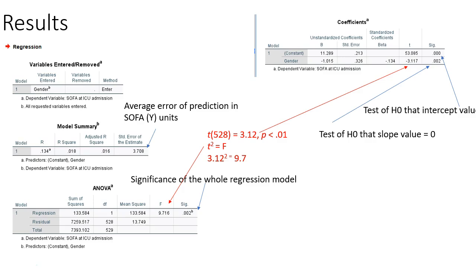So that tests the null hypothesis that the intercept value is equal to 0. In this case, it's 11.29 SOFA points, and like any intercept, it describes the expected value of y when the predictor is set to 0. You know this is a categorical predictor where 0 describes men. So 11.29 is an interpretable coefficient here.